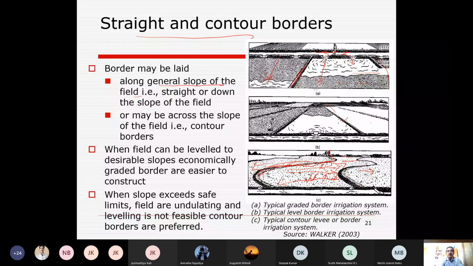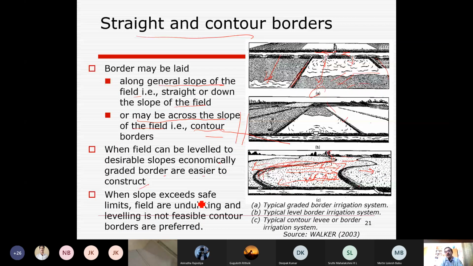One field can be leveled to the desired slope economically. Graded borders are easier to construct. These are the graded borders, typical graded borders, that is A. Typical borders for irrigation, if it is economical to level the land. However, when slope exceeds the safe limit, means we cannot have more than, say, for clay 0.5% or 0.05%. If it is, suppose, 1%, we cannot have it in this clay. So when slope exceeds the safe limit, fields are undulating and leveling is not feasible.